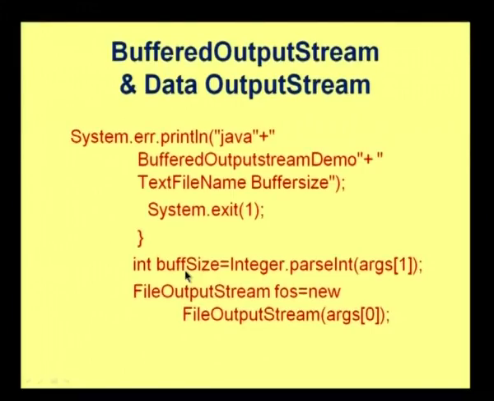Welcome back after the break. Now we are going to continue with our program related to the data output stream. As I already told you, here we have Integer, a wrapper class, and then a parseInt method which is going to parse the integer, that is args of 1, and state the buffer size. Now the file output stream, and this args of 0 is nothing but the file name.